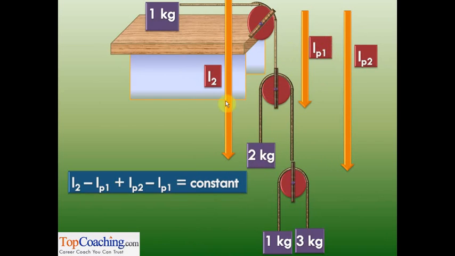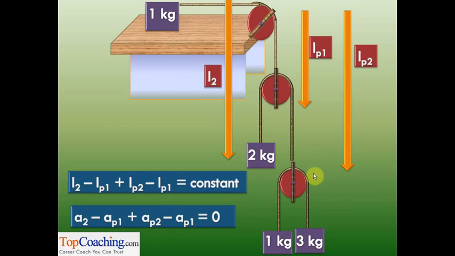L2 minus LP1 is the same as the left portion of this thread that holds up the 2 kg block, and LP2 minus LP1 is the portion of the thread that joins these two movable pulleys, isn't it? LP2 here represents the position of the second movable pulley, and LP1 represents the position of the first movable pulley from the fixed pulley. Differentiating this equation, we get A2 minus AP1 plus AP2 minus AP1 equal to 0.